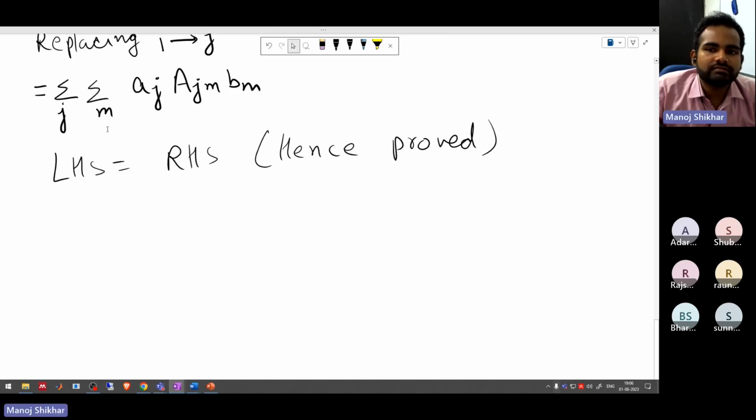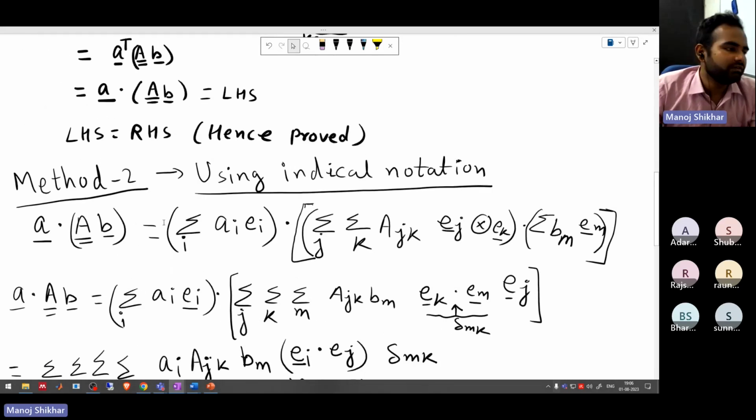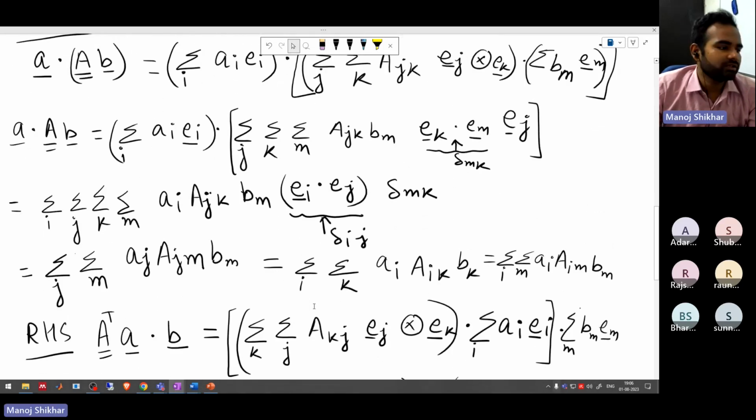So what I did here: first I showed you using the matrix method, because we already know a lot about matrices when we enter engineering. Even in 11th and 12th, we already know something about matrices and transposes. Then, because we will be following the indicial method in the course, I showed you how to use this indicial notation, just to make you comfortable with it. If you have any doubt, you can ask right now.